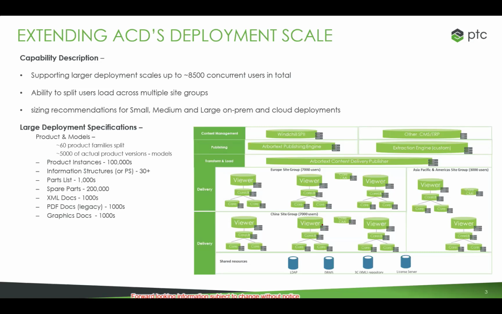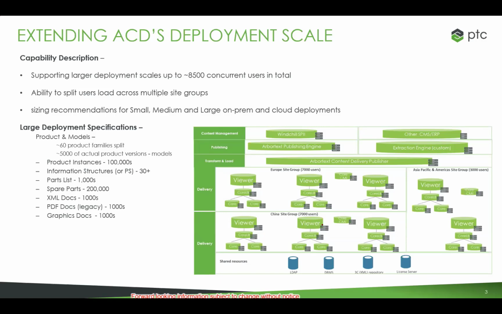And along the same lines, we also will be providing very detailed recommendations for sizing that goes through a typical small, medium versus large deployment scales for both on-prem and cloud deployments. And we're also introducing another ability to split the user's load across multiple site groups for better load balancing of users. So this will allow you to better handle cases where your deployment is global or spread across different geographical sites, and you don't want one to impact the other.